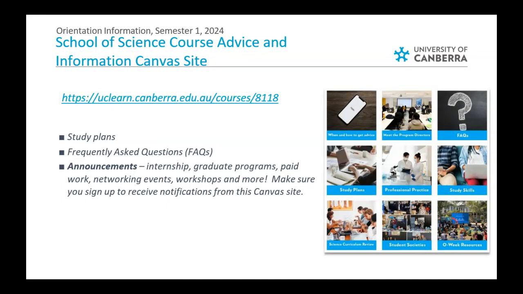Information about professional practice. I'm going to keep mentioning it, unfortunately, because it keeps coming up. The professional orientation science units is the first part of your professional practice core units. So you'll have 4 of them throughout the degree. We'll discuss that later. Then you've got things like information about our curriculum review, the societies, O-Week resources, lots of resources available for you there. And that last one is talking about study skills.